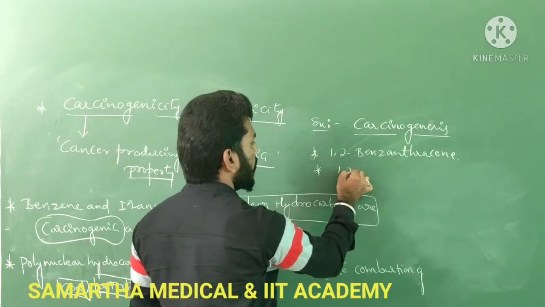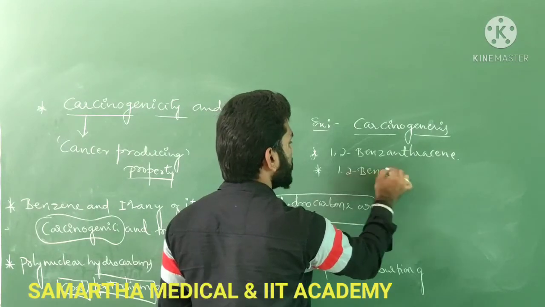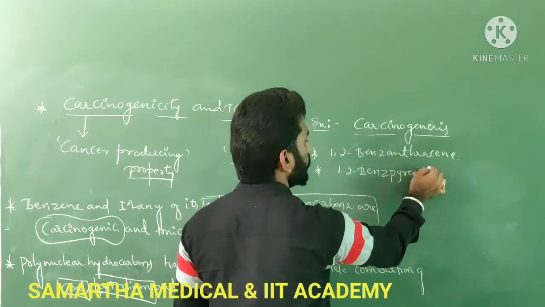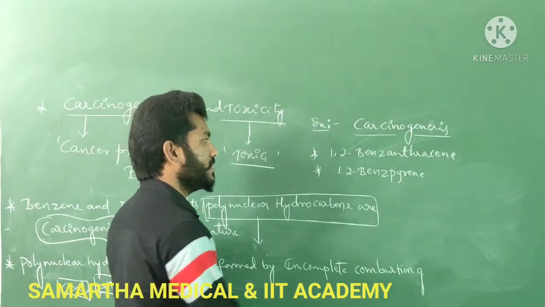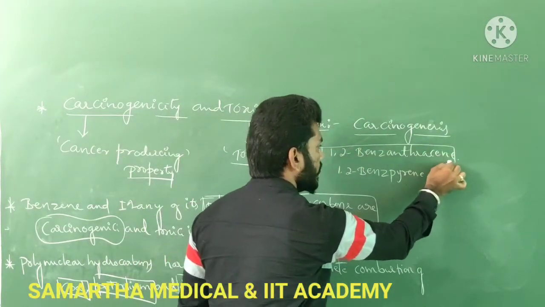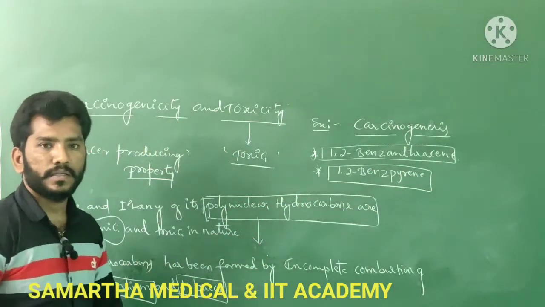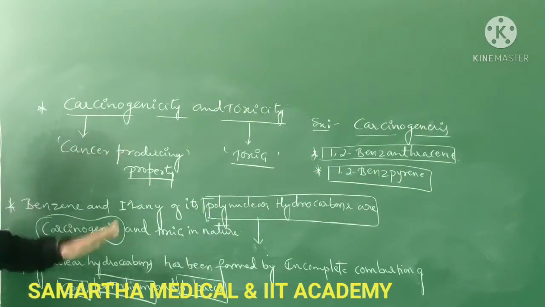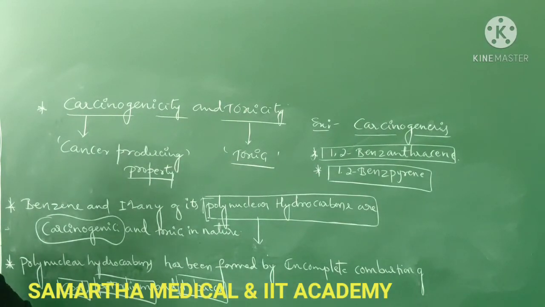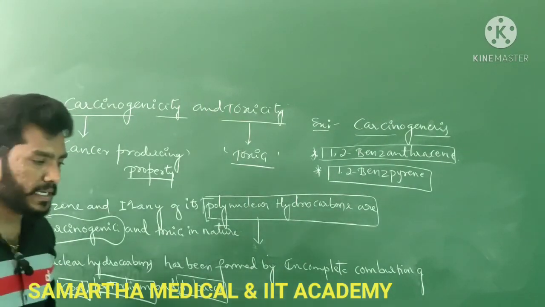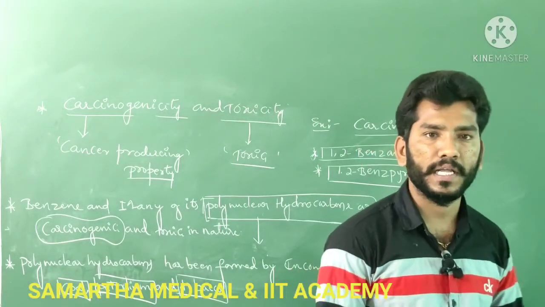And 1,2-benzpyrene. These are all examples of carcinogens, guys. Okay, guys, this is all about carcinogenicity and toxicity. You have to know this concept. I hope all of you understood it. So this is ultimately all about aromatic hydrocarbons, guys.